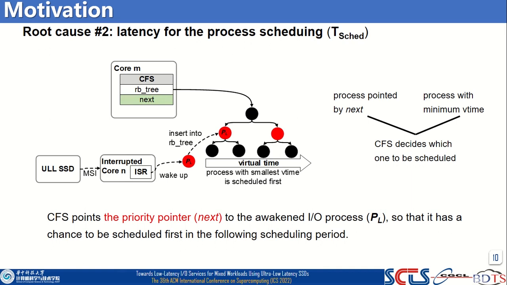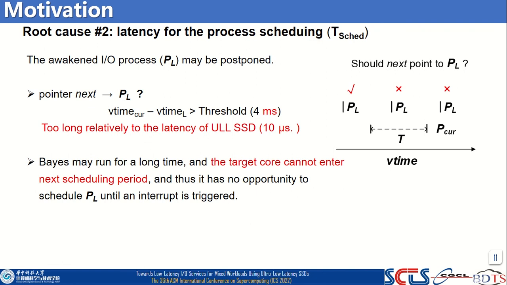To quickly schedule the awakened process, CFS maintains a priority pointer named next so that it can be scheduled first in the following scheduling period. However, the awakened I/O process may be postponed when it co-runs with BES for two reasons. First, as shown in the right figure, the pointer next can point to PL only when the difference of wait time between the current process and the PL is larger than a given threshold.